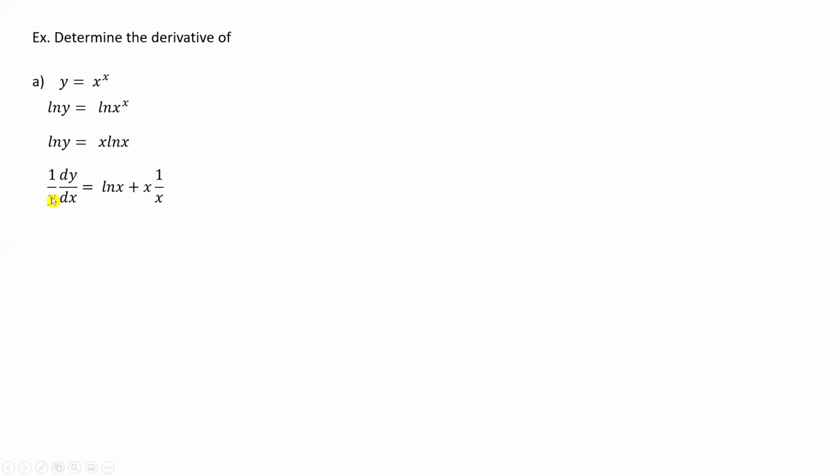And then we're going to multiply both sides of the equation by y to get rid of this fraction. So we'll end up with y times (ln x plus 1). And instead of writing your answer with y, since y is equal to x to the x, we'll replace y with x to the x.